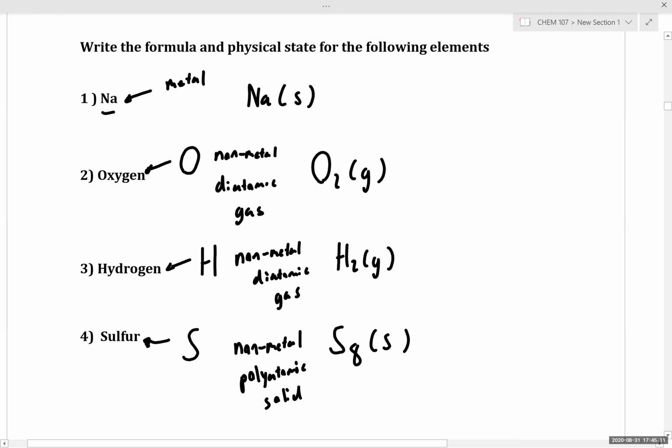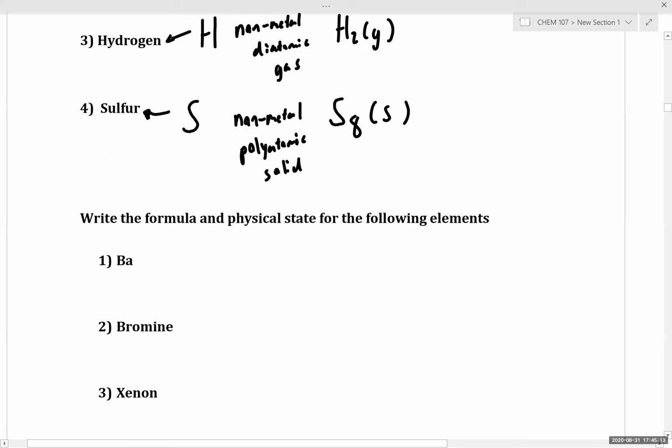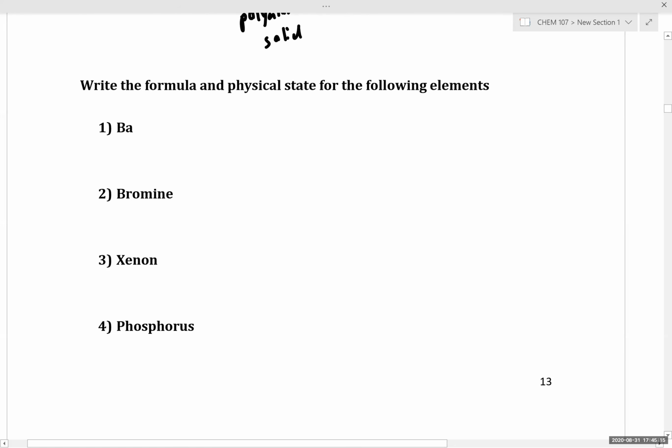Perfect. Let's now take a look at the following four elements, and let's try to assign the formula and physical state for each element. We'll discuss this example in about 3 to 4 minutes. Don't be shy to share your responses in the chat or verbally, or you can share a question in the chat or verbally.